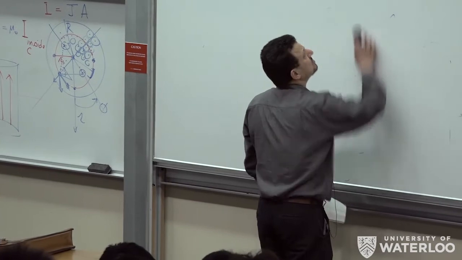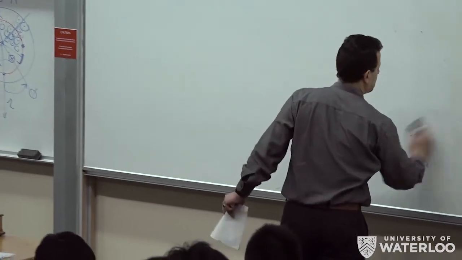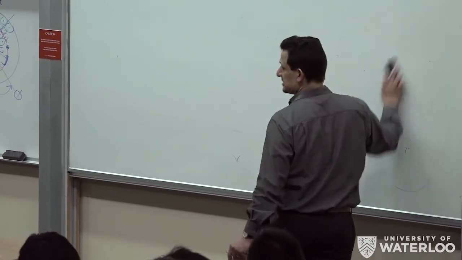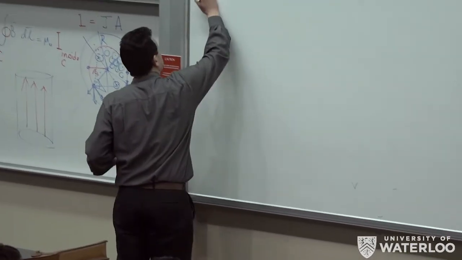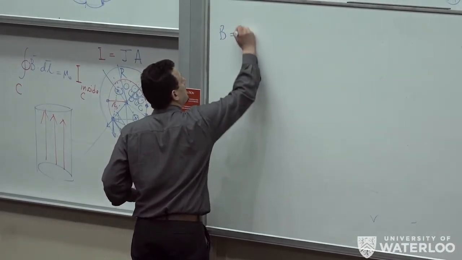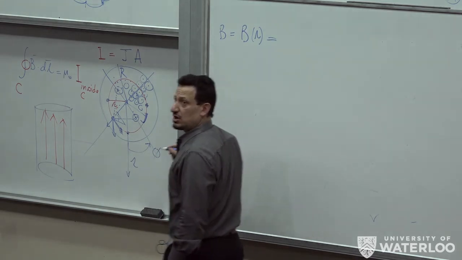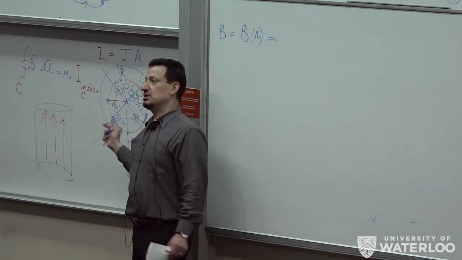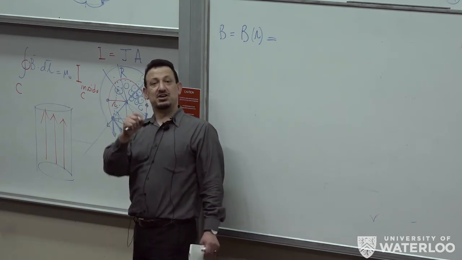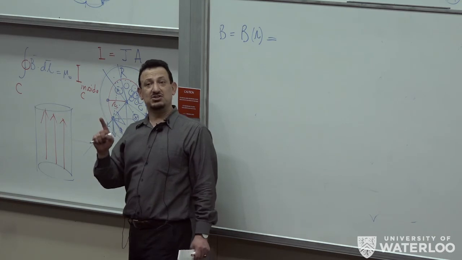Well, why don't I hold on plotting it until I complete the problem? Am I done with this problem or not? Not quite, because I found B as a function of R only if I'm inside the contour.